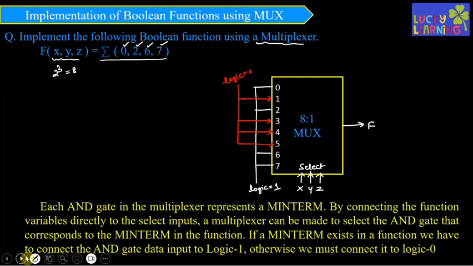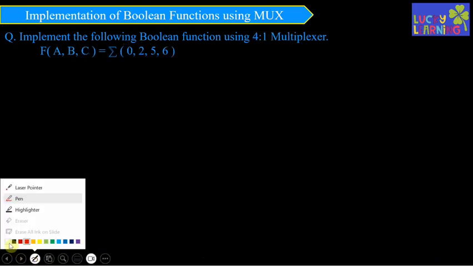Right. This is a simple implementation of a Boolean function using multiplexers. Here, for the sake of your notes, I have mentioned the points very clearly. Each AND gate in a multiplexer represents a minterm. By connecting the function variables, here x, y, z, directly to the select inputs, a multiplexer can be made to select the AND gates that correspond to the minterms in the function. If a minterm exists in a function, we have to connect the AND gate data input to logic 1. Otherwise, we must connect it to logic 0. This is a simple realization of a Boolean function using a multiplexer. Here we will look at another question.